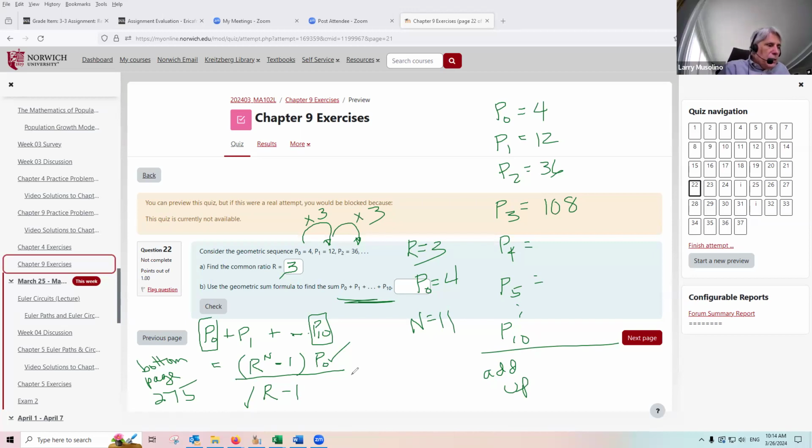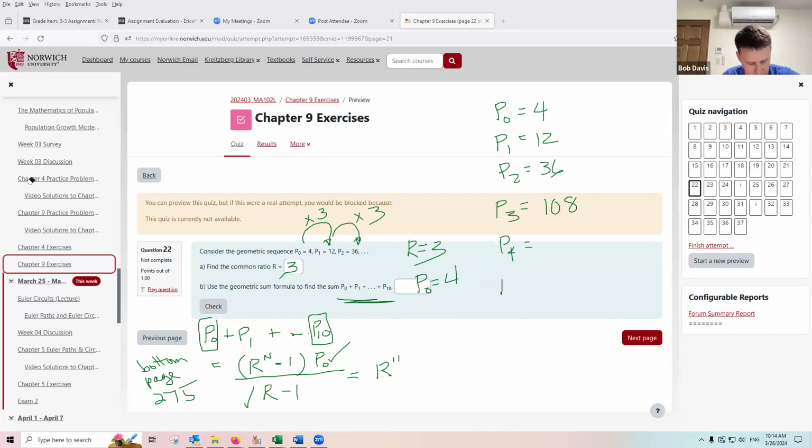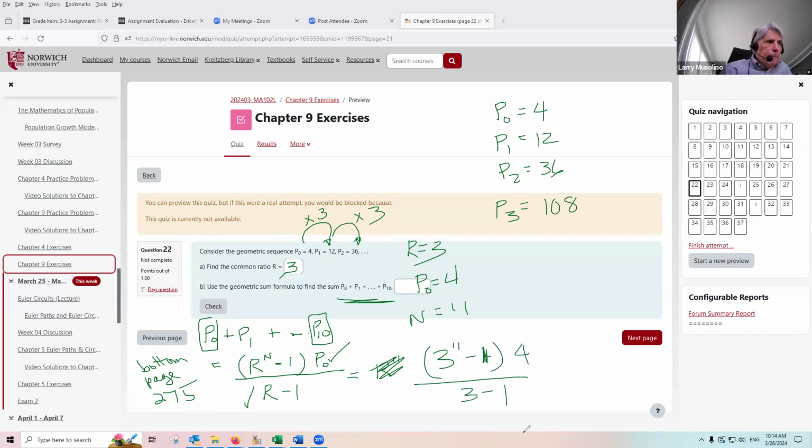So now we can plug into the formula. All right, so for us, it's going to be R to the 11. Let's plug in the numbers. Let me erase some of this here just to get a little more room. So it's going to be 3 to the 11th minus 1 times 4 over 3 minus 1, so 2. And this is a job for your calculator. Definitely.